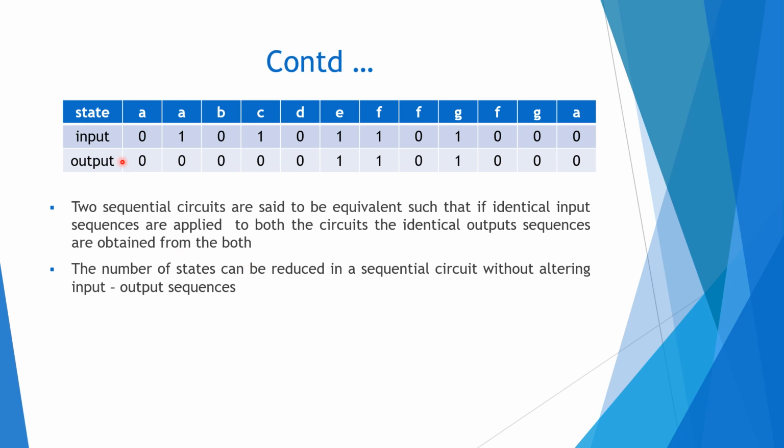So if two sequential circuits have different states but the input and output sequences are the same, then the two sequential circuits are equivalent. The number of states can be reduced in a sequential circuit without altering the input output sequence. Only by reducing the number of states, we can reduce the complexity of a sequential circuit.